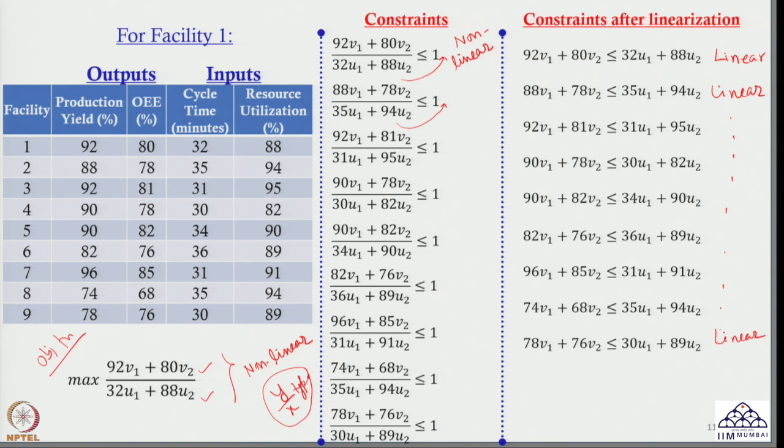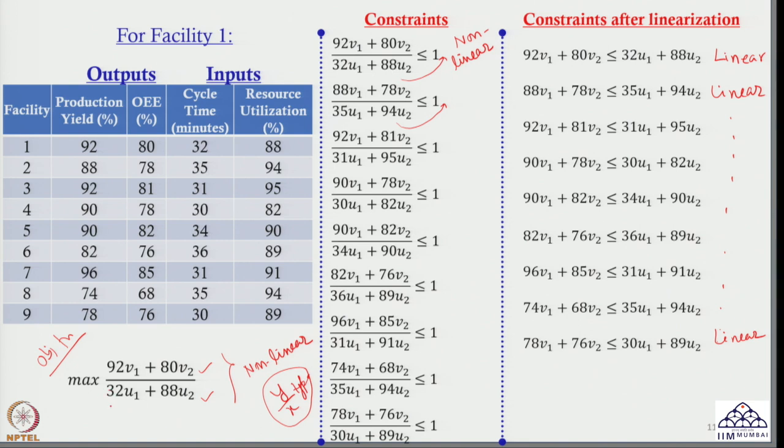Yes or no? The one point which is important here is the efficiency score. If you remember the last lecture, the maximum value of efficiency is 1. It can never go beyond 1. So we will take that point into account and try to convert this objective function into a linear term.